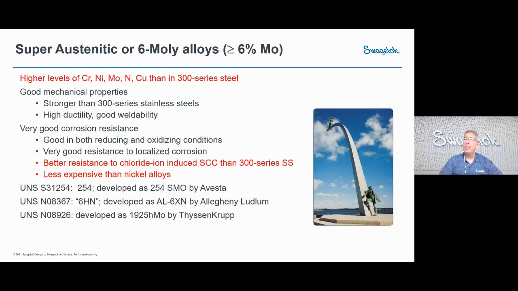So super austenitic 6 mollies, the higher levels of chrome, nickel, molybdenum, nitrogen, in some cases copper, lead to a material with slightly higher mechanicals, but more importantly, significantly improved resistance to crevice and pitting corrosion in chloride environments. And so there is a newer version of the 6 moly alloys developed by Allegheny Ludlum, the AL-6XN alloy, which has replaced the 254 SMO. This is referred to as a 6HN.